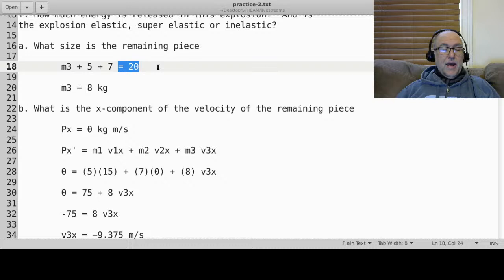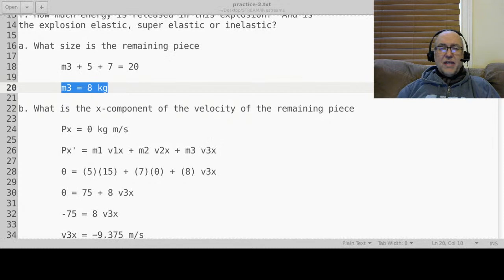So you have M3, call that the third piece M3, and then you have the 5 kilogram, which is the first one, and the 7 kilogram, which is the second one. Add them all together, you better get 20. Well, it's pretty obvious that it's 8 kilograms, okay? So, nothing very deep there. I just wanted to say there's more than just conservation of energy and conservation of momentum. There's conservation of mass and lots of other conservation laws in physics, probably most of which you don't really need in your career anyhow. Okay, so there's the first question.